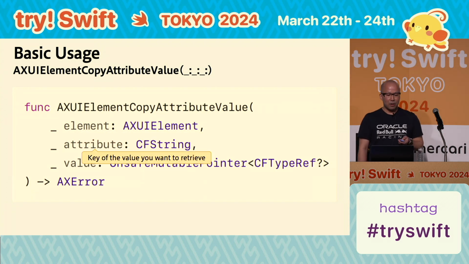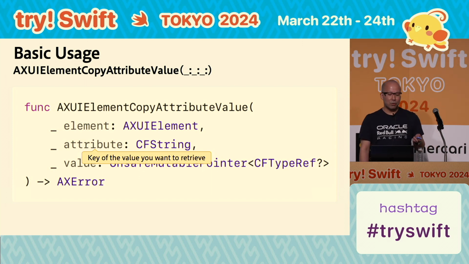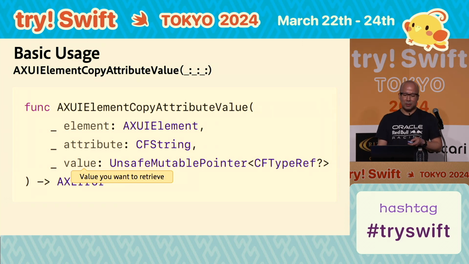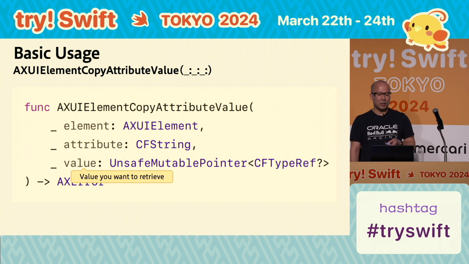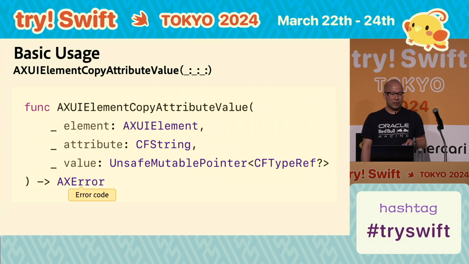The second argument is a key string, that is the name of the value that you want to retrieve. The last argument is the return value. Since the Accessibility API is written in the C language, the return value is passed as an argument with a pointer. The return value indicates the kind of error.